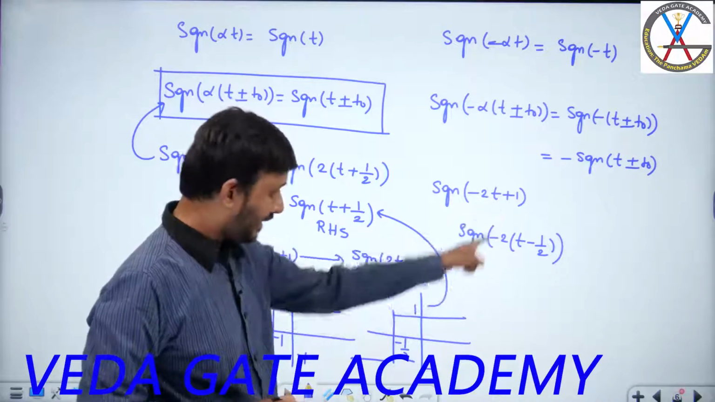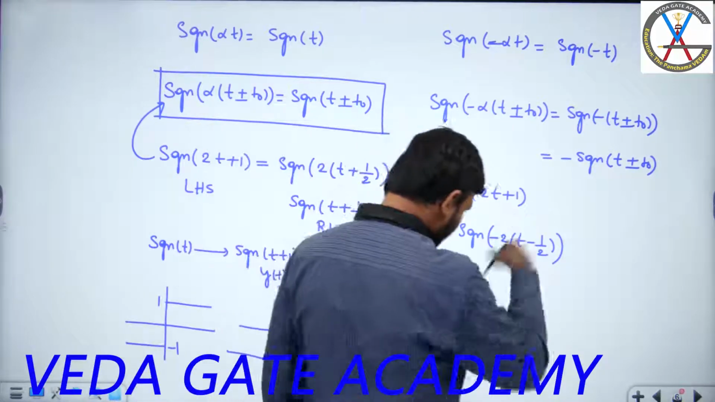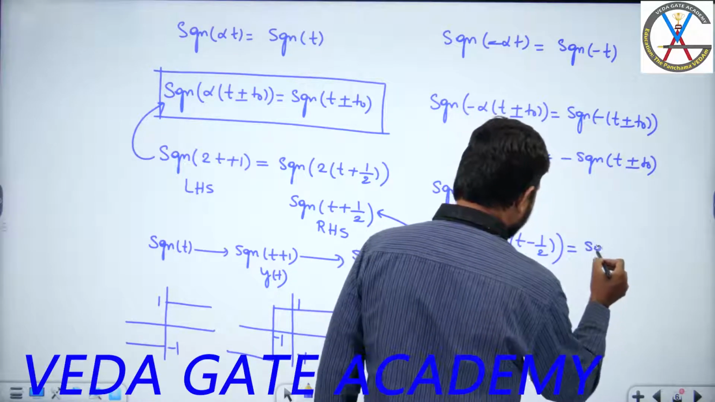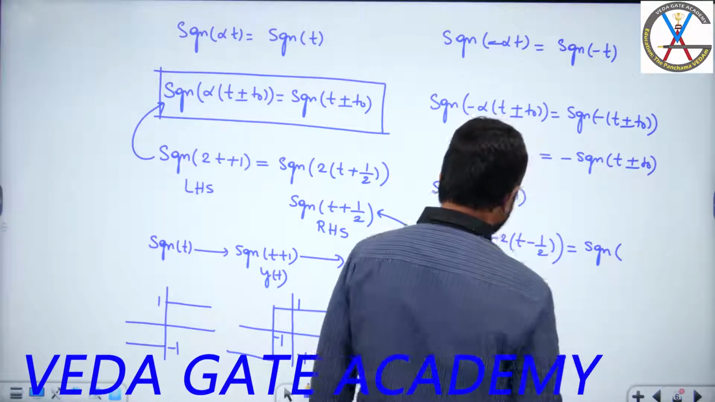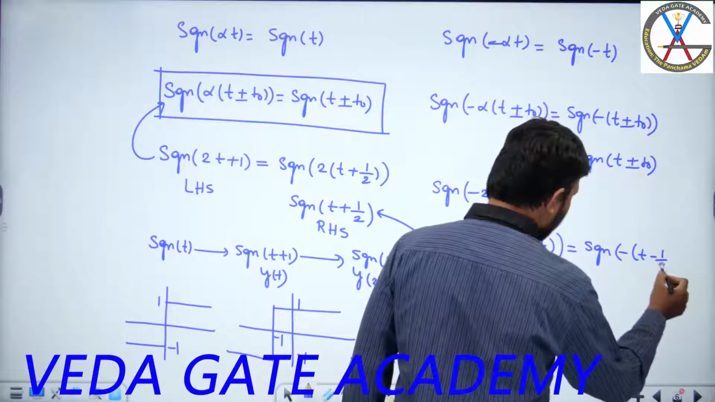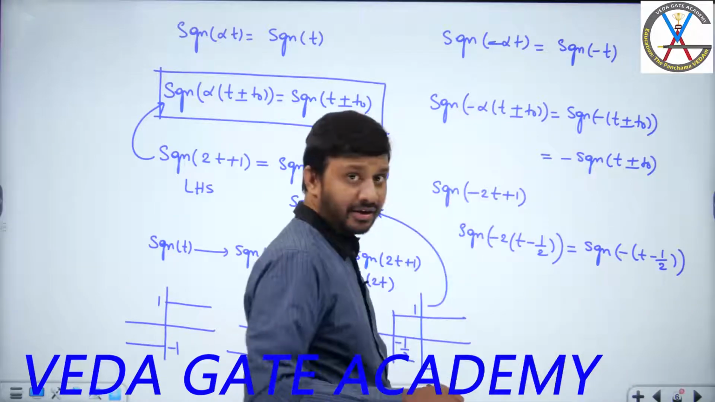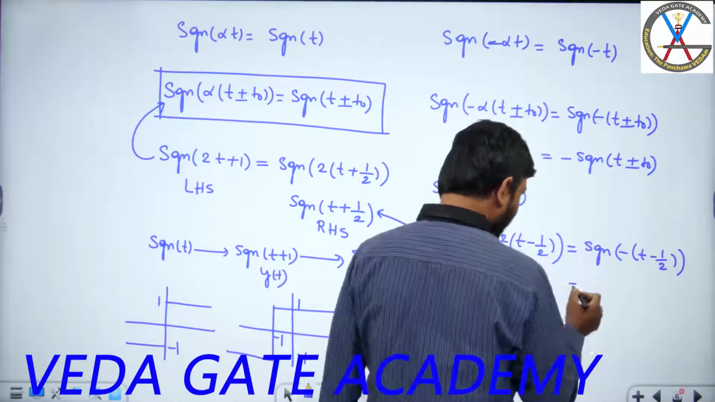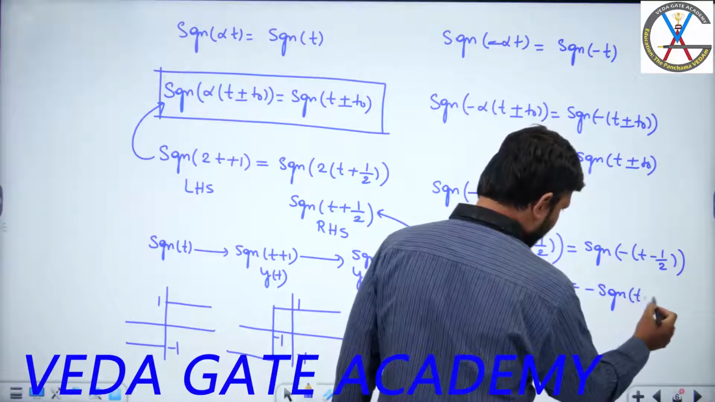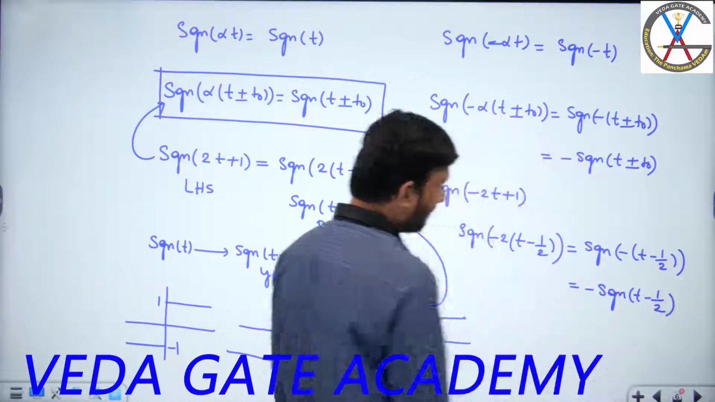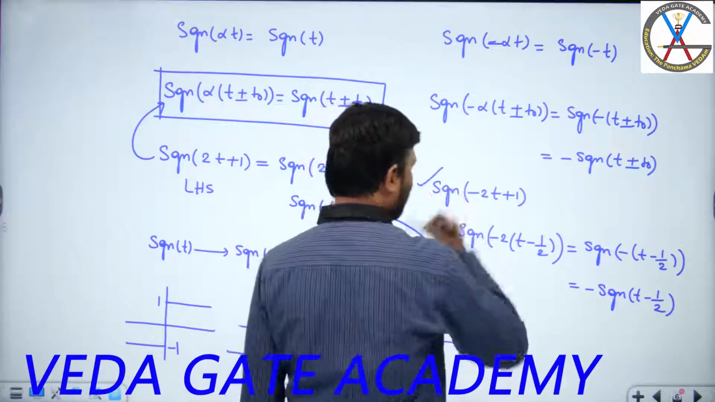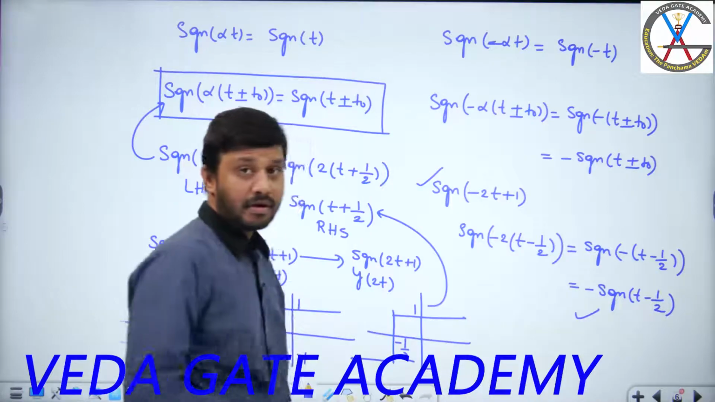Neglect the value of alpha. So discard this 2. So what will happen? This is nothing but signum of minus of t minus 1 by 2. And as our signal is an odd signal, I can bring this minus to the front. Minus signum of t minus 1 by 2. Okay. Now let's verify whether this signal and this signal are same or not.